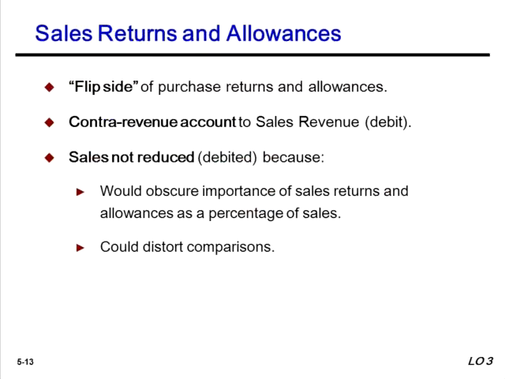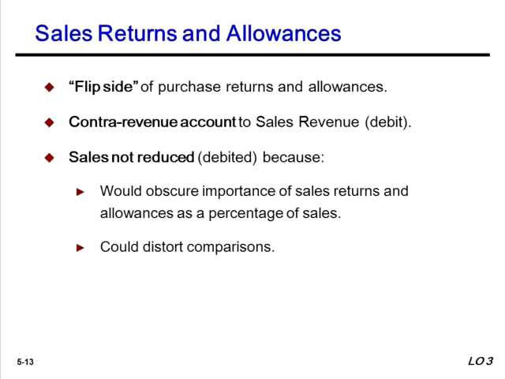Alright, so we've looked at the purchase returns and allowances and purchase discounts. That's from the point of view of the buyer. Now we're going to look at this from the point of view of the seller. So sales returns and allowances, first of all, is a contra revenue account, which is subtracted from the sales revenue.